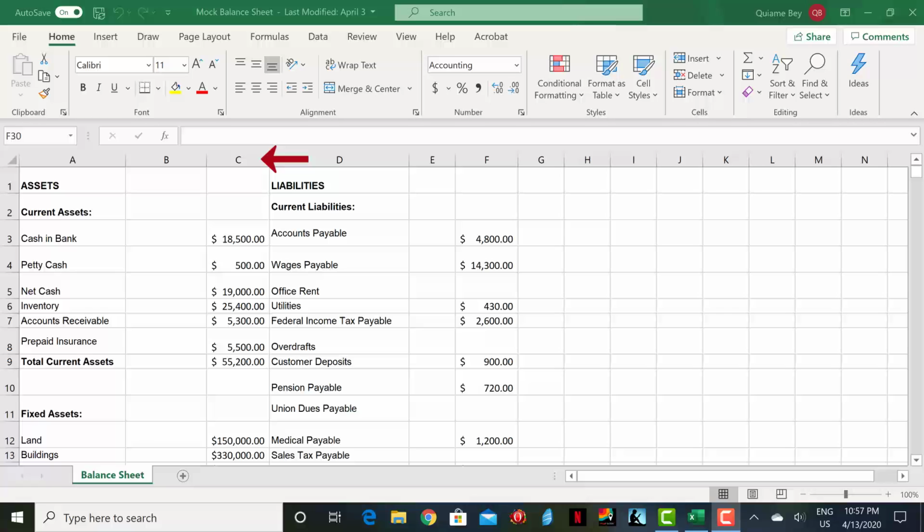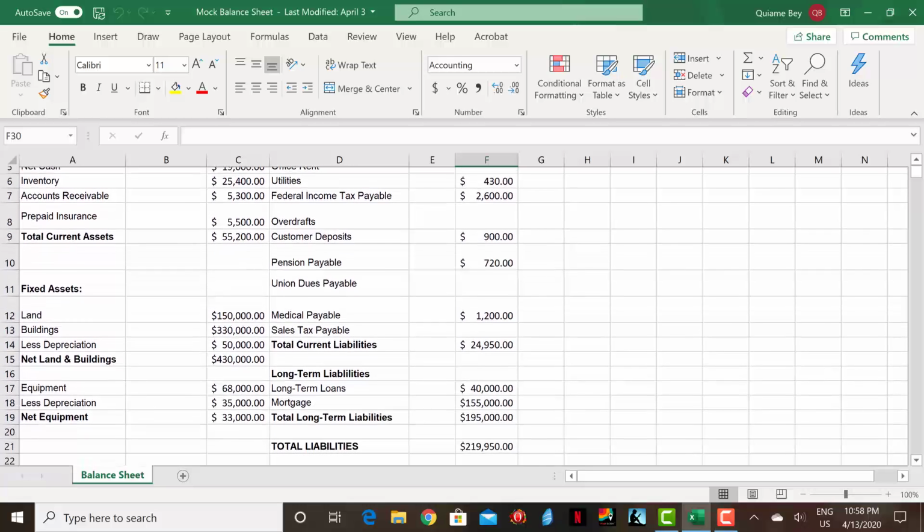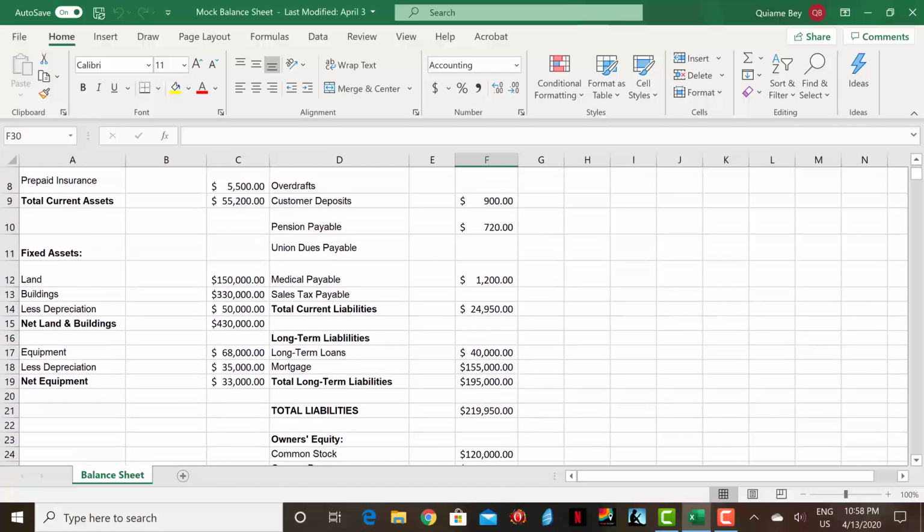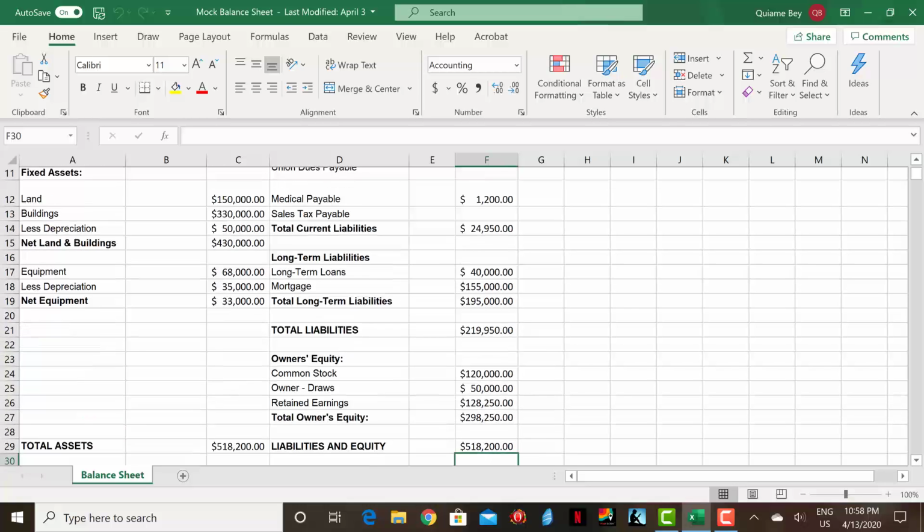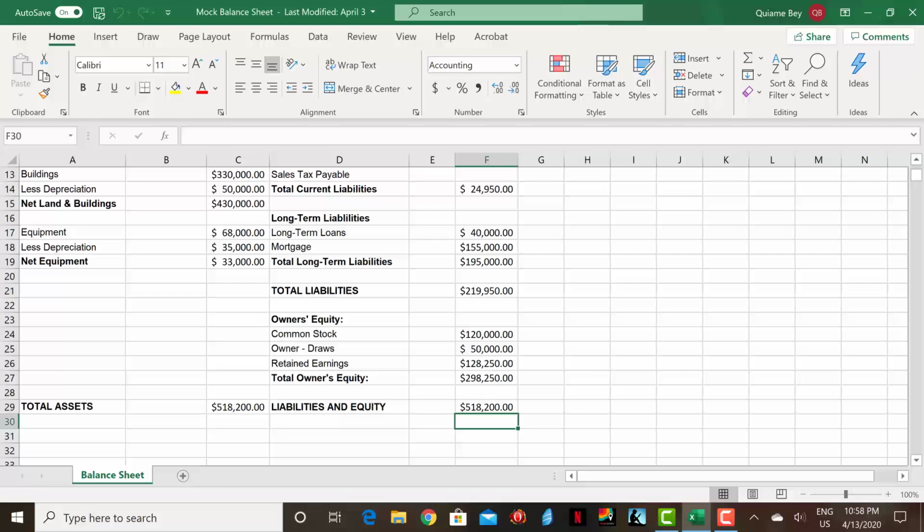Column C is where we will find the numerical data for each subcategory, the totals for each subcategory, and the overall total assets. Cells C9, C15, and C19 are also referred to as subtotals because they are the subtotals of the overall total assets. When calculated together, it would amount to the total assets that's inputted into cell C29.